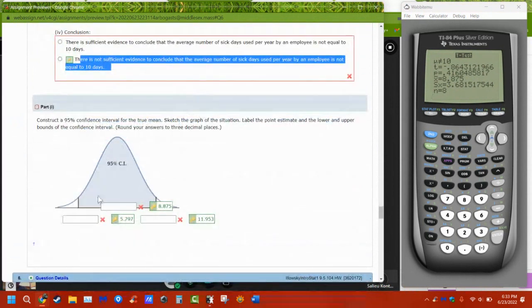And then, again, they ask us to make a confidence level, and we can see that 10 is in this range. Because 10 is in that range, that's why we do not reject the null hypothesis.